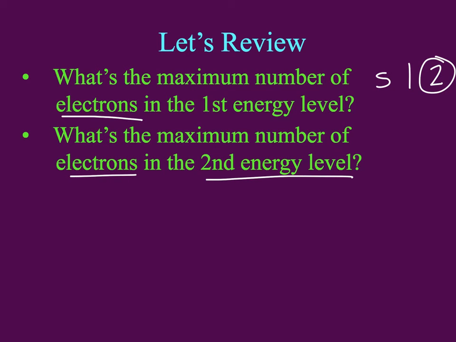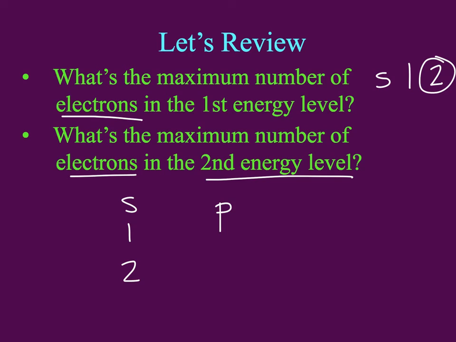Now, this is where it gets a little tricky, okay? So in the second energy level, ask yourself, is there an s orbital in the second energy level? Yes. Is there a p orbital in the second energy level? Yes. This is where we add on the p's. Is there a d orbital in the second energy level? No, okay? Only S and P's in the second energy level. All right, then how many different orientations or orbitals does an S have? Only one type of S, right? Which means that is equal to 2 electrons.